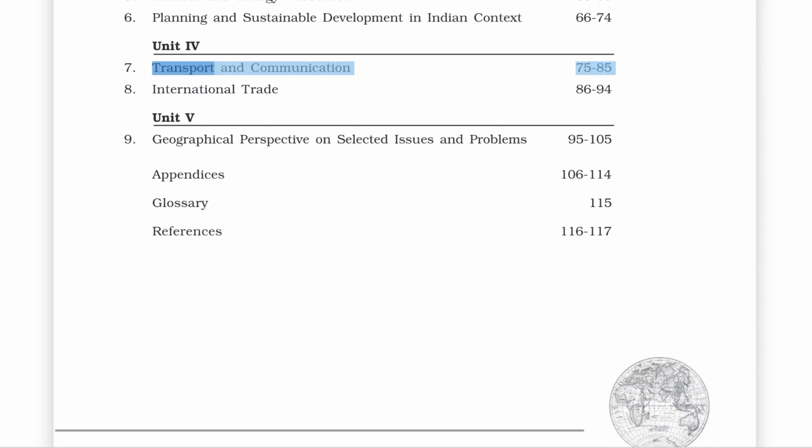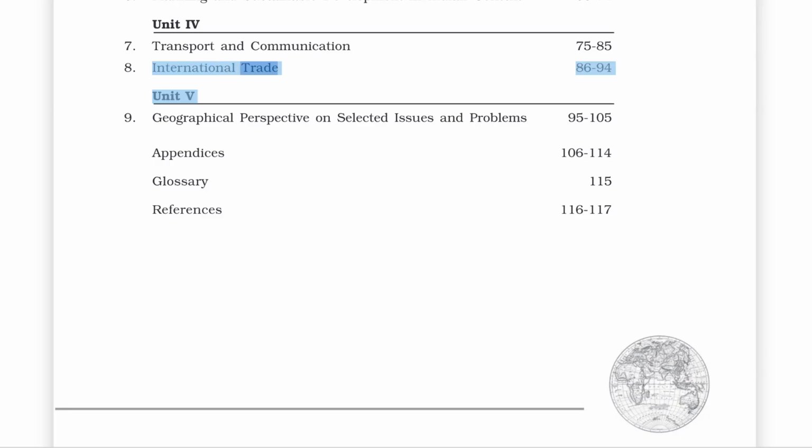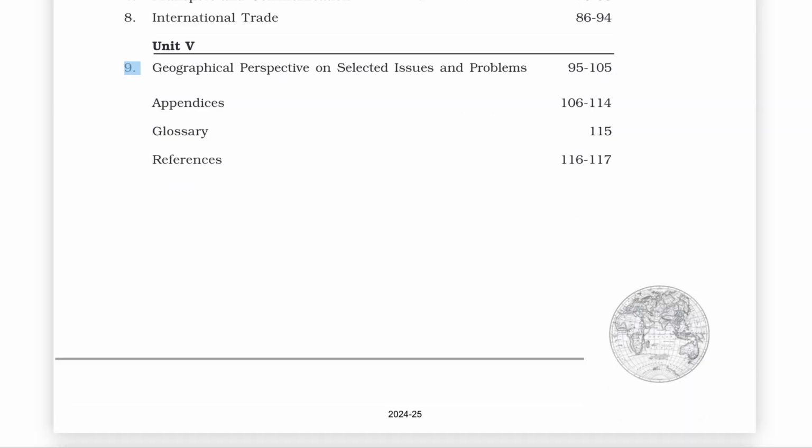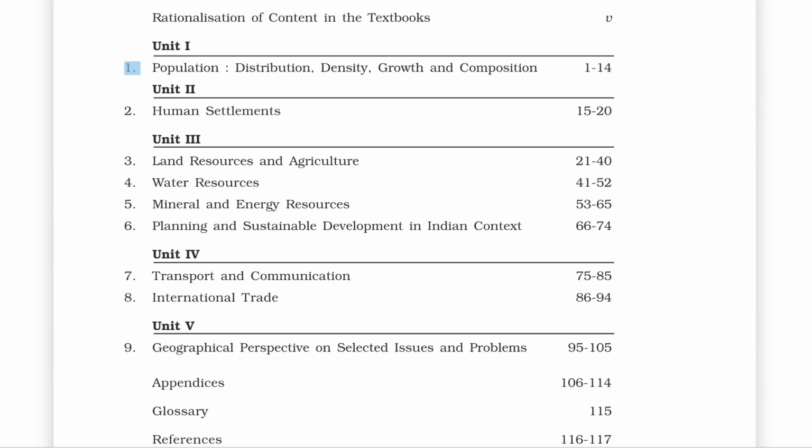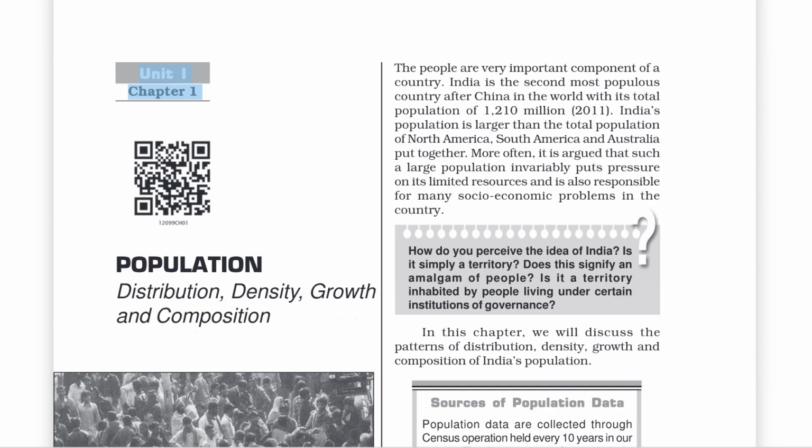Unit IV. 7. Transport and Communication, 75 to 85. 8. International Trade, 86 to 94. Unit V. 9. Geographical Perspective on Selected Issues and Problems, 95 to 105. Appendices, 106 to 114. Glossary, 115. References, 116 to 117. Contents. Unit I, Chapter 1.